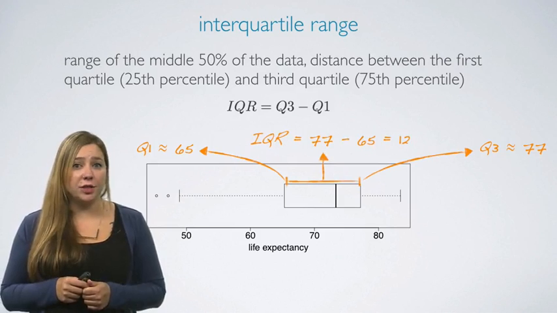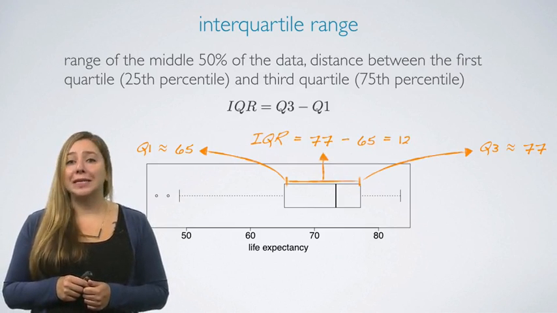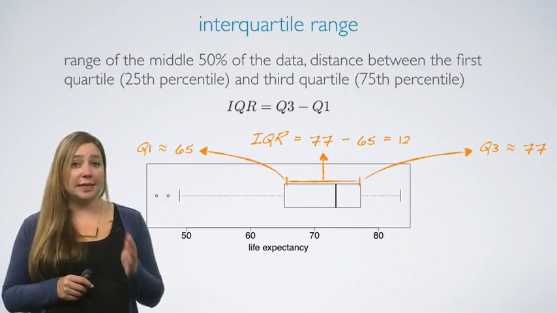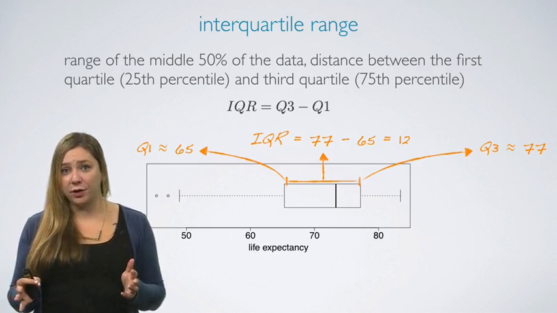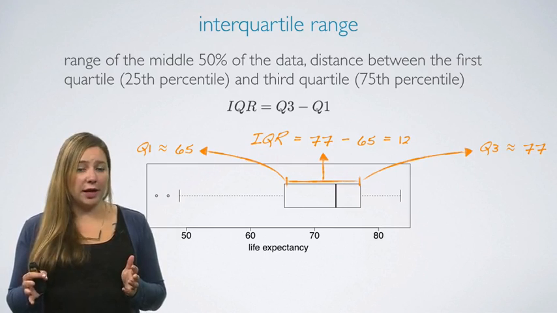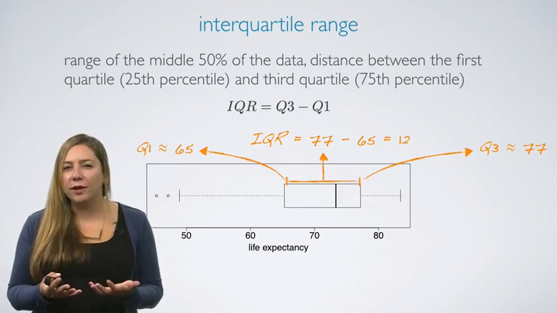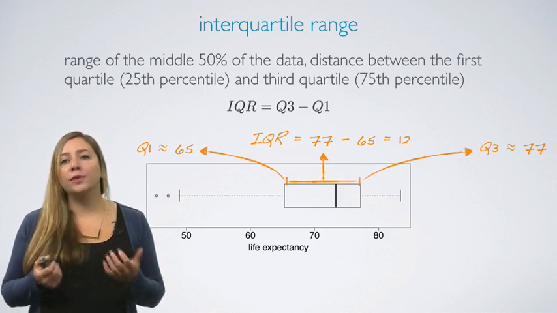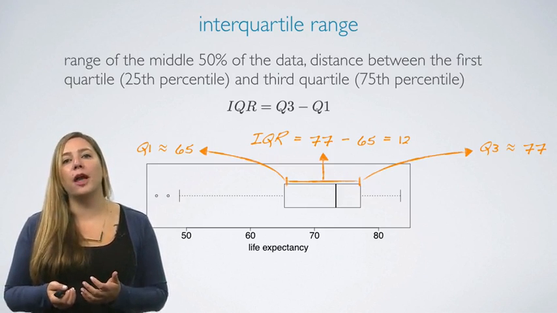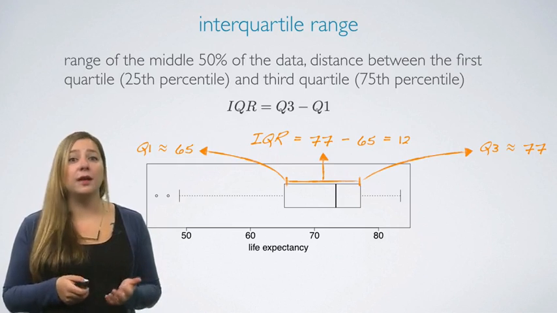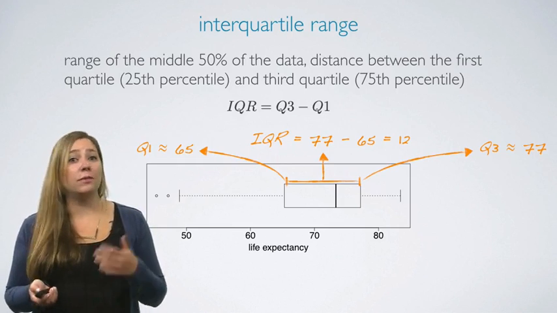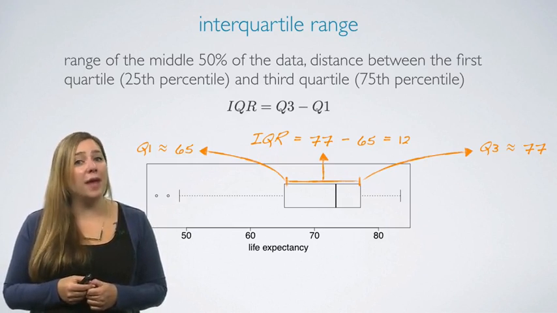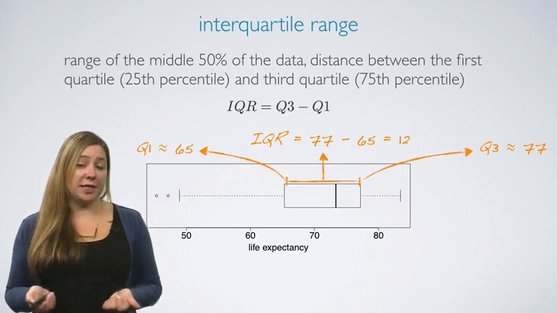In describing the distribution of life expectancies, we can say that the middle 50% of countries have life expectancies between 65 and 77 years old. The value of the IQR itself, 12, isn't as informative on its own, but would be useful when comparing distributions. The reason why the IQR is a more reliable measure of spread in sample data than the range, which is maximum minus minimum, is that it doesn't rely on the endpoints, which may be unusual observations or potential outliers.